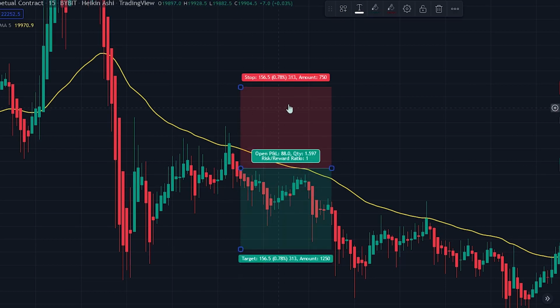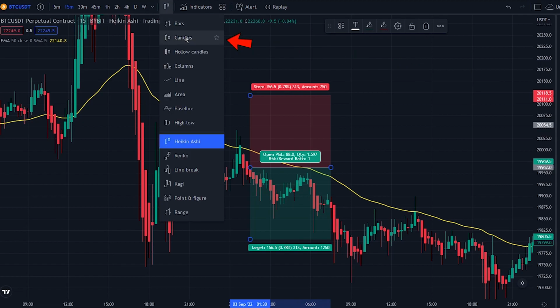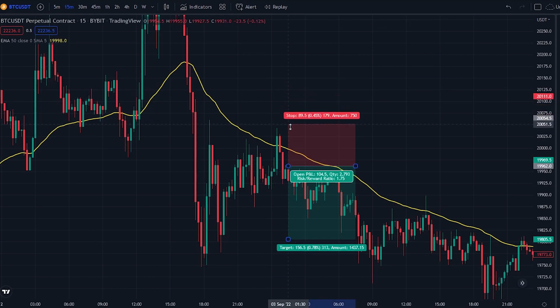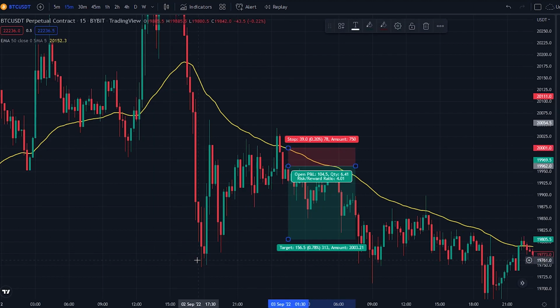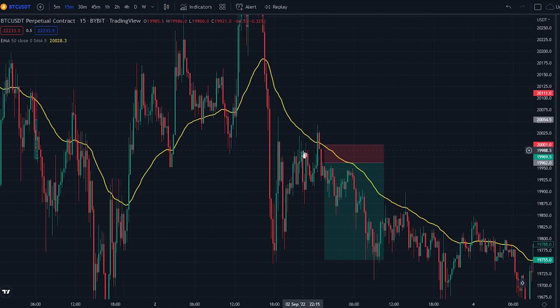For the stop loss and take profit, switch to regular Japanese candlesticks. Go to the candlestick selector and select the regular candlesticks. Put your stop loss at the resistance point for the 50 EMA. For your take profit, look at the past and find a previous swing low. There we will be placing our take profit. As you can see, the trade has turned out profitable.